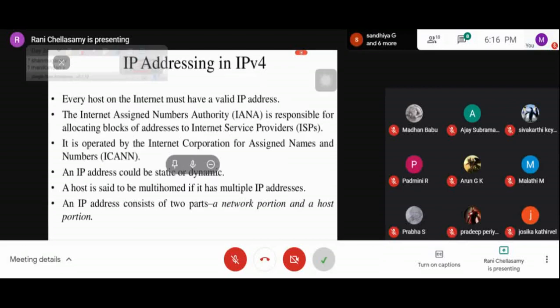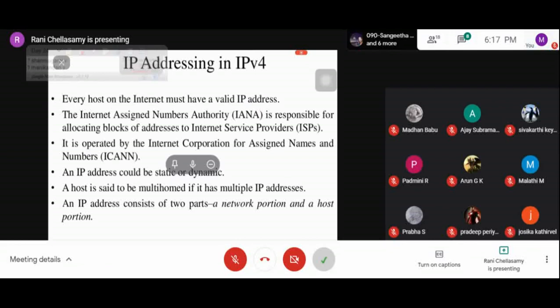Coming on to IP addressing in IPv4, each and every host machine will have a valid IP address. That will be assigned by IANA, the Internet Assigned Numbers Authority, which is responsible for allocating blocks of addresses to the Internet Service Providers. Make a note that IANA assigns the addresses to the Internet Service Providers. And IANA is operated by ICANN, the Internet Corporation for Assigned Names and Numbers.